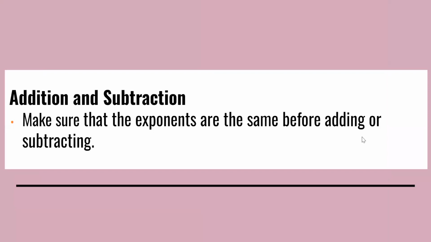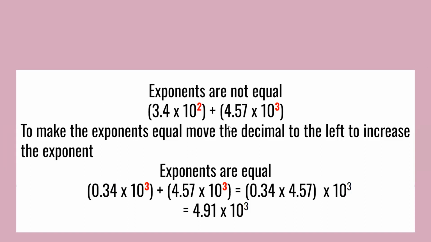The first operation is addition and subtraction. When we add or subtract in scientific notation, make sure that the exponents are the same before adding or subtracting. That means if the exponents are not the same, make them the same. Let's look at this. If this is the question, you are adding, you see, 2 and 3, the exponents are not the same. So the first thing you do is to make the exponents equal. Either you change it to 2 or change it to 3. With experience, you know the one that will be best to be changed.